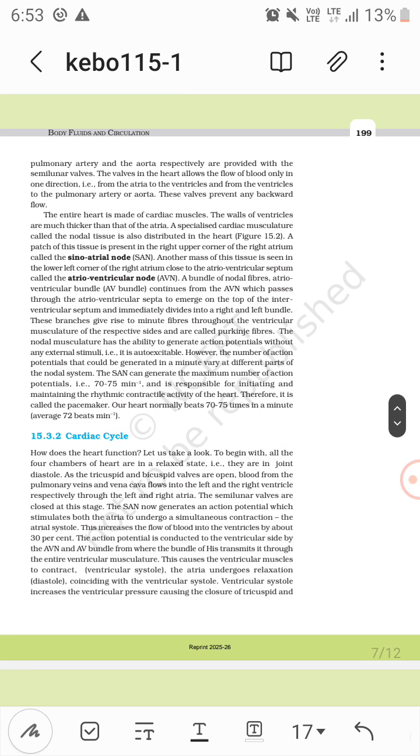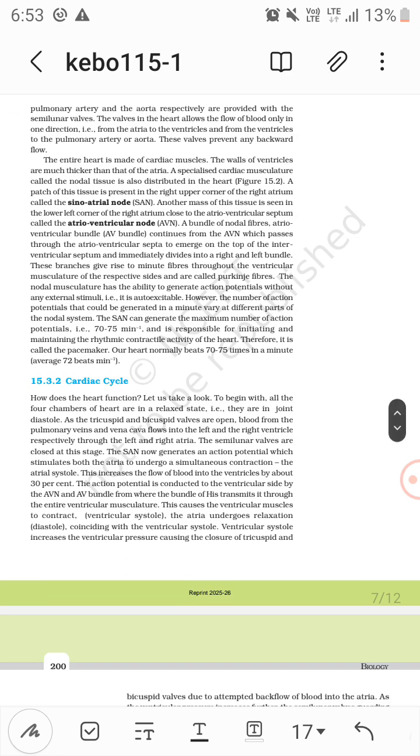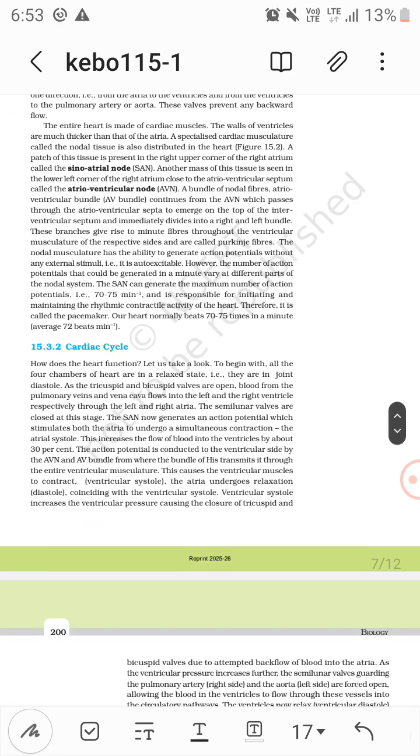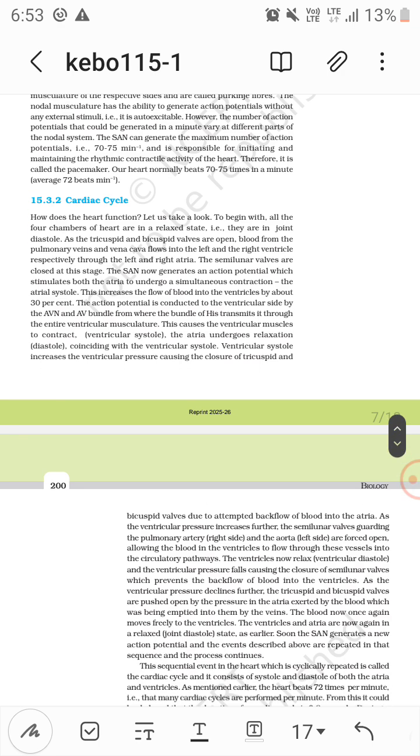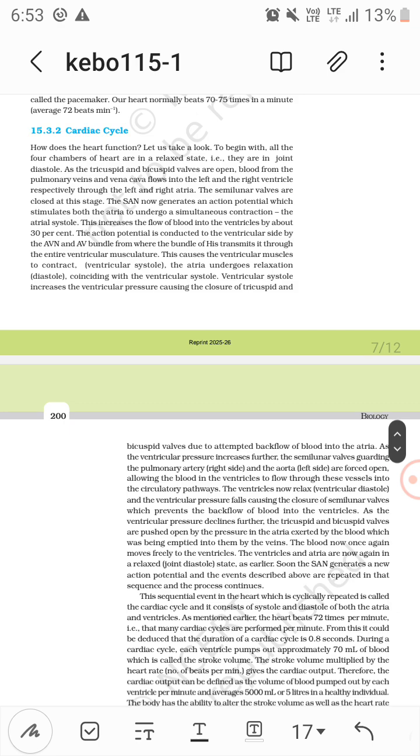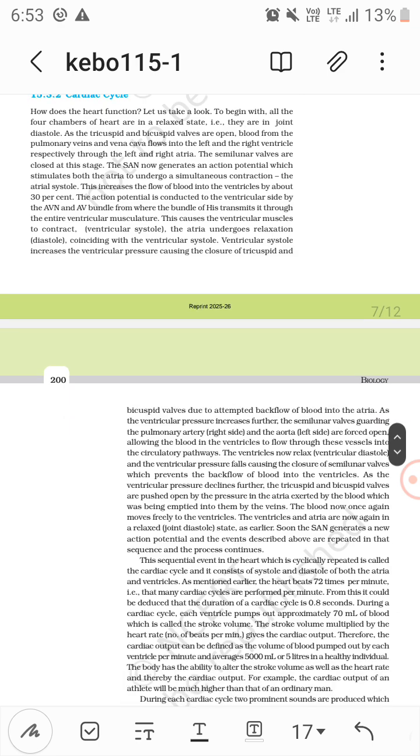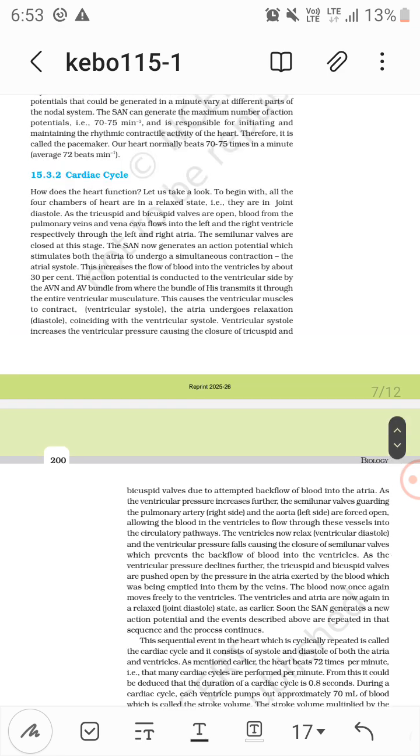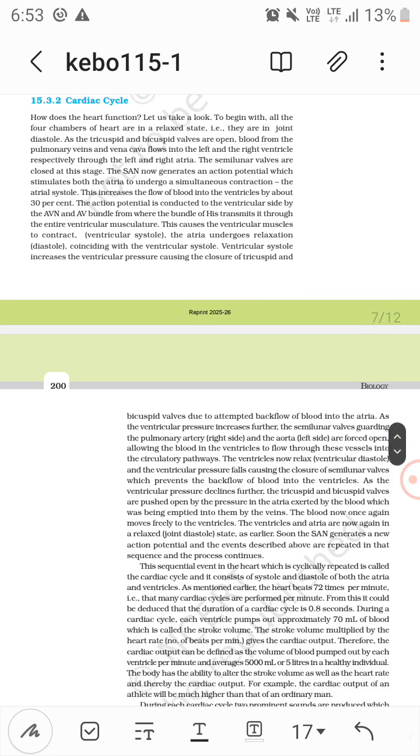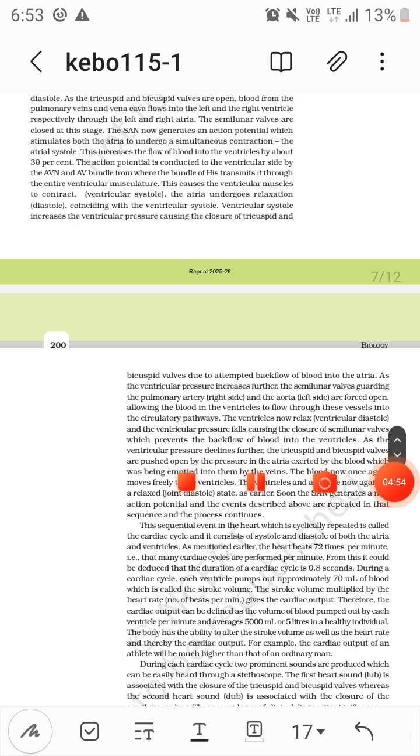And there are two types of sounds that can be produced once there is closing of the valves. So first, when the tricuspid and bicuspid valves get closed, there is the lub sound. And then the dub sound when the semilunar valves are closed. So these are the two sounds. Then the cardiac cycle, it is 0.8 second, right?